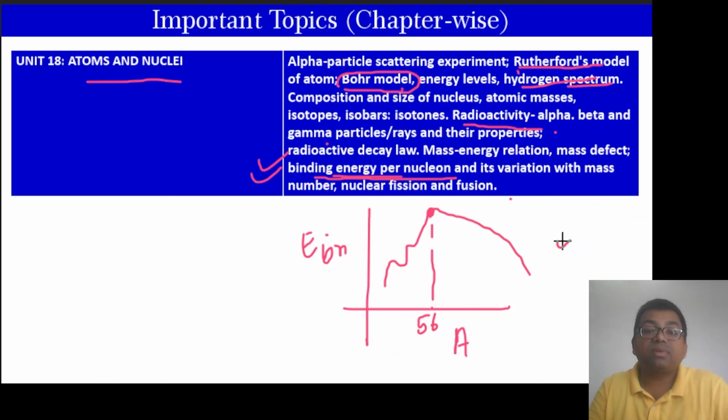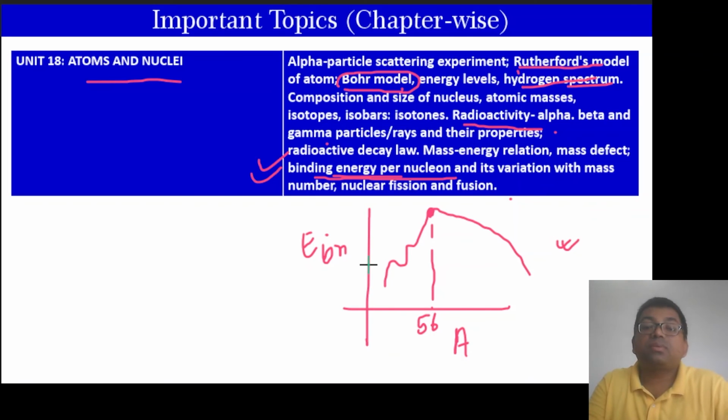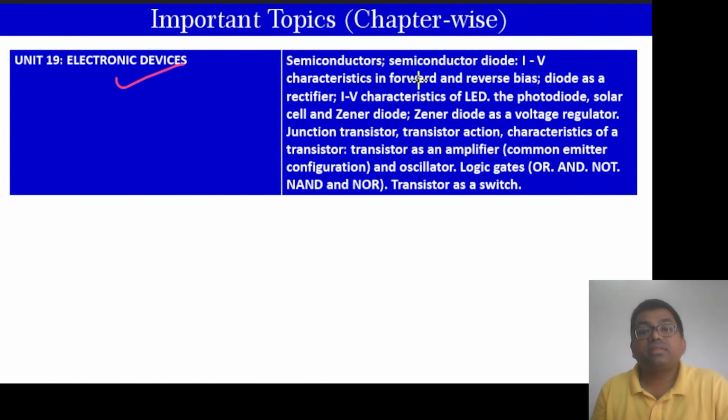So this graphical concept is important, look for it, because some previous year questions have been based on that. Then semiconductors, if you see electronic devices, p-n junction diode is important.